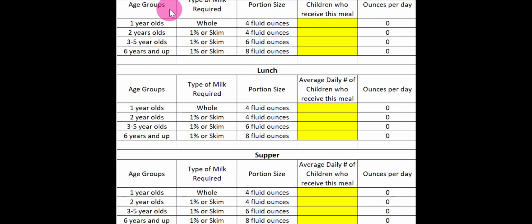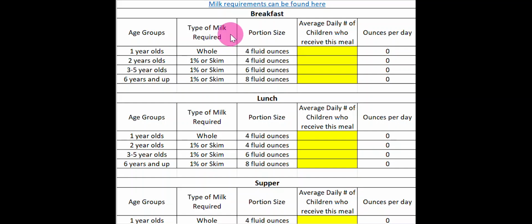what we're looking at here is it's broken out by age group based on the CACFP requirements. We have 1-year-olds, 2-year-olds, 3 to 5, and then 6 and up. And then the type of milk that is required per age group. So you can see that 1-year-olds to 23 months require whole milk being served, and then 2-year-olds and older all require within the 1%, skim, or fat-free category.